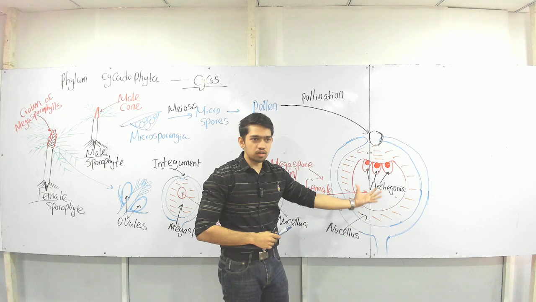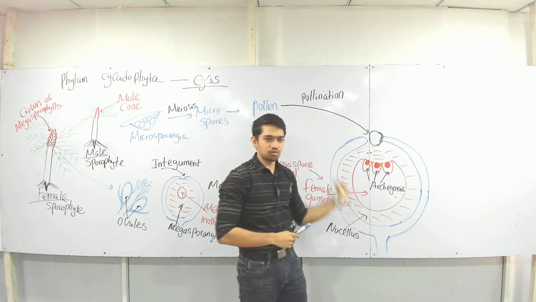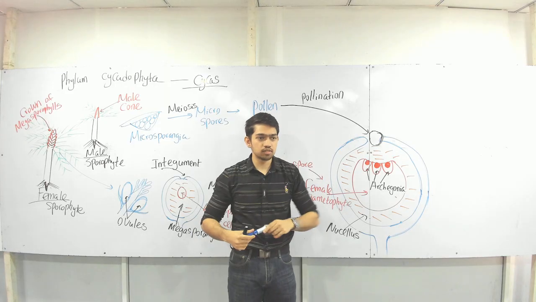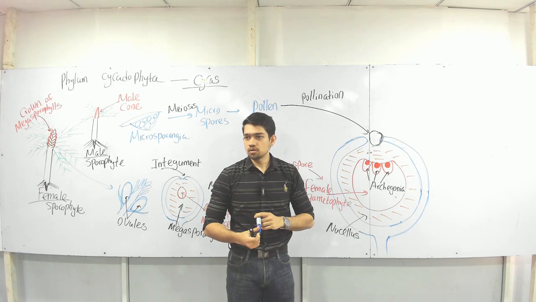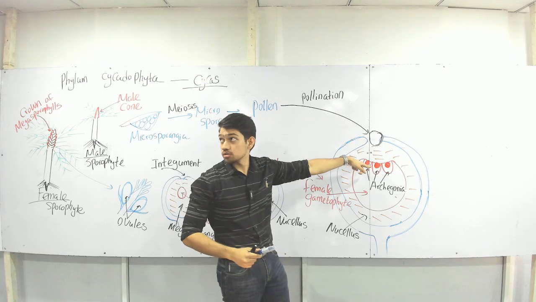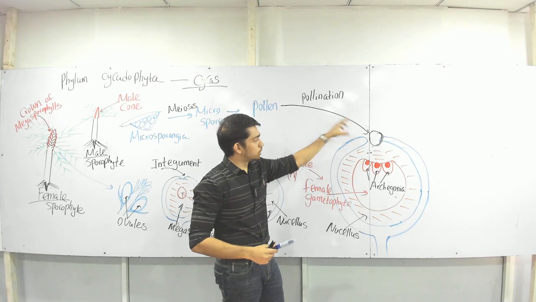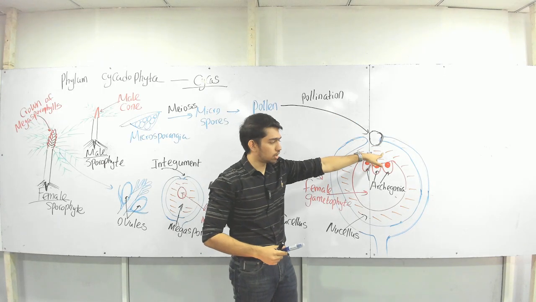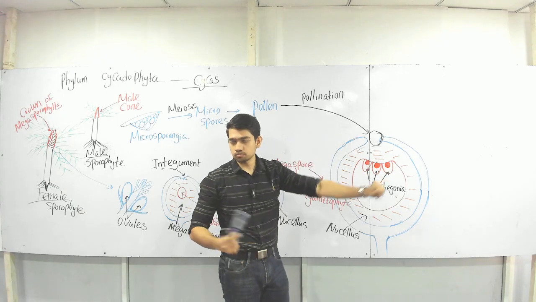This ovule, you can't eat it because why? There's no fruit around it. These are naked plants, naked seed plants. So why do they have to rely on wind for the pollination? For depositing the pollen at the micropyle, wind should be there. Okay.